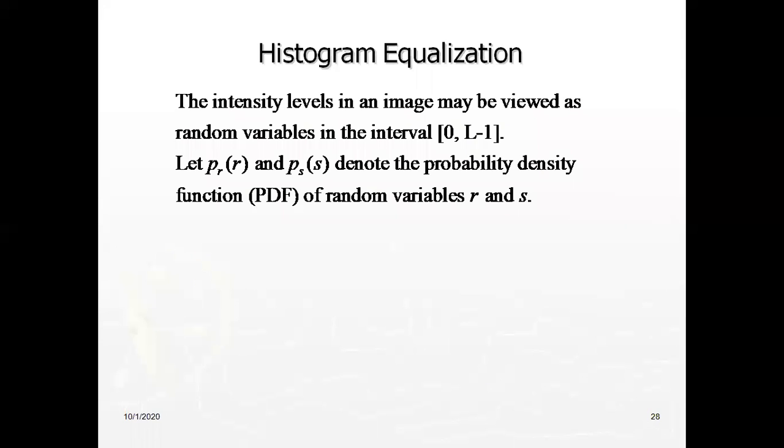So let p_r(r) and p_s(s) denote the probability density functions of the random variables r and s. r might be for the input, s might be for the output. That is before the equalization and after the equalization. p_r(r) is the probability distribution before the equalization. p_s(s) is the probability density function after the equalization, for the random variables r and s.